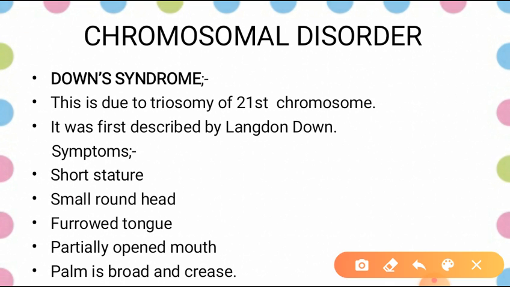First one is Down syndrome. It was first described by a scientist, Langdon Down. So the disorder is called Down's syndrome. You should know what a syndrome is. The word syndrome is used to denote a group of symptoms. Clear? Down syndrome was first reported by Langdon Down.